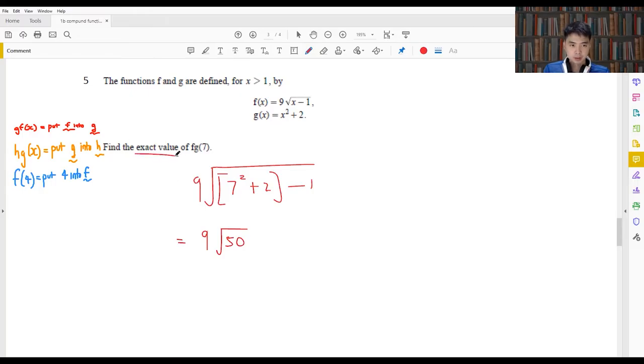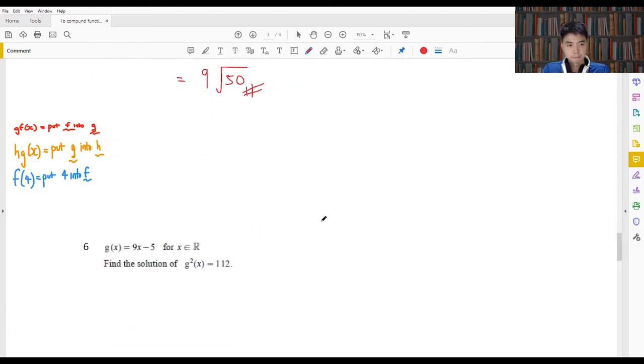Now bear in mind that if they ask for exact value and you change this into its decimal value, you would have gotten a wrong answer. The decimal value would have been 63.6. And this would actually result in you losing marks over it. Okay, so just leave your answer in this exact value and that you will be done.